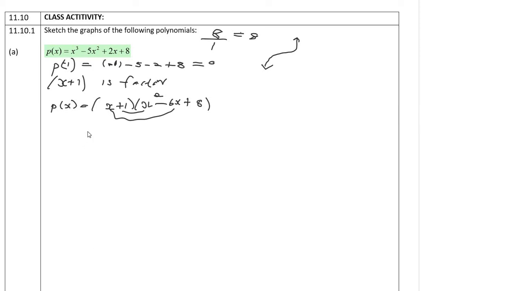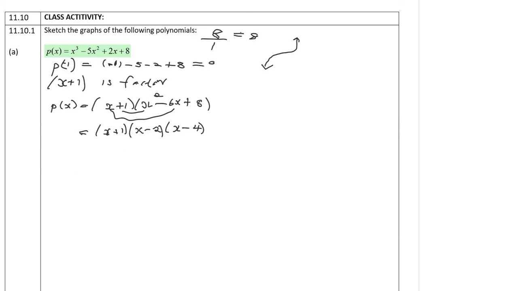Okay, so now I need to factorize the whole thing. So x plus 1, x minus 2, x minus 4. Okay, there I have factorized the polynomial now.